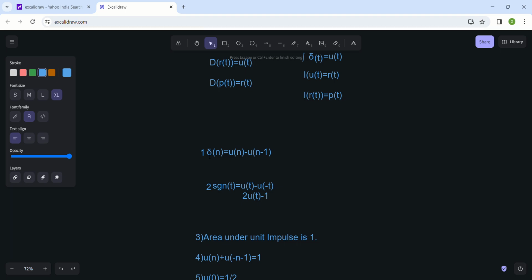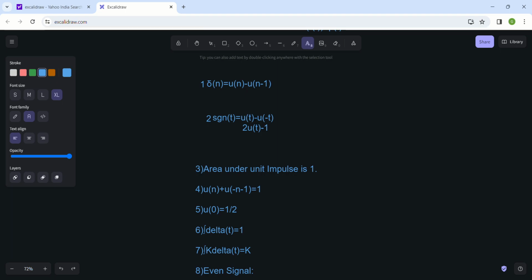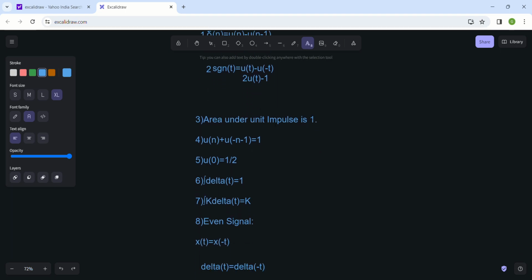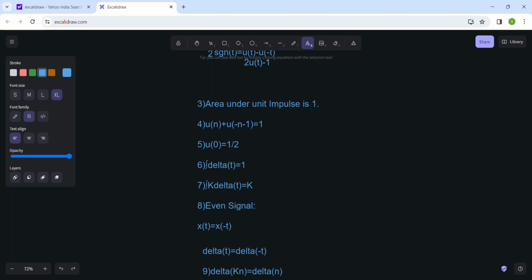Now the discrete form of the impulse signal: delta of n equals u of n minus u of n minus 1. Signum of t equals u of t minus u of minus t. It can again be written as 2u of t minus 1. Now the third one, area under the unit impulse is 1. u of n plus u of minus n minus 1 equals 1. Fifth one, u of 0: the unit step signal at t equals 0 will become 1 by 2.